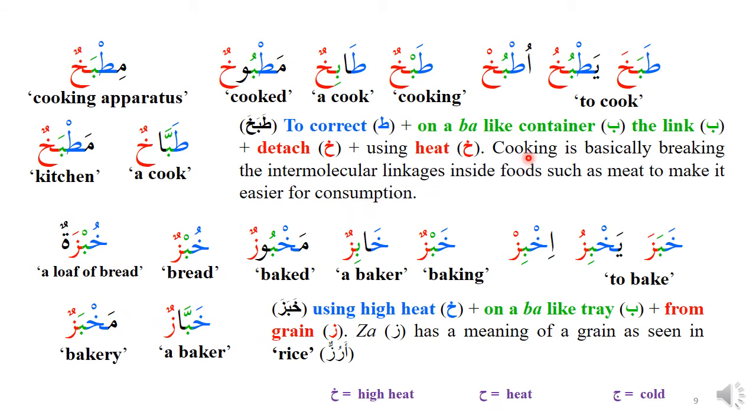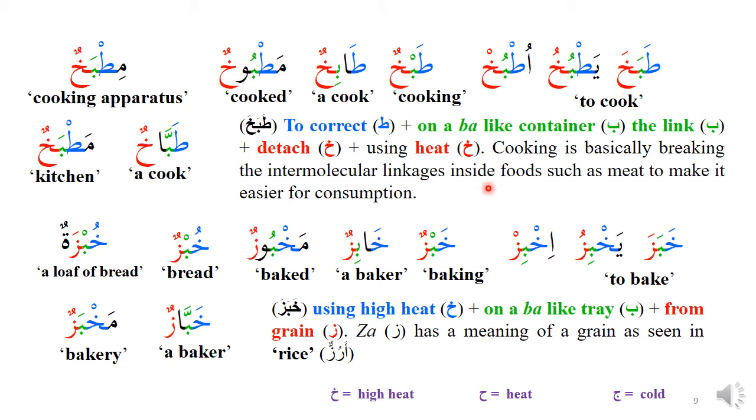Okay, so I have already told you ha then would mean high heat, because the dot is up, so the vibration is up. You can see this in words such as tabaha, which means to cook, tabaha yatbukhu, utbukh. So this means cook. And how does it make cooking? So see, toa means to correct, and toam is food, correct the food, and ba is of course in a bar like container, and the kha means baina, and then detach. So you detach the link, you correct the link, detach.